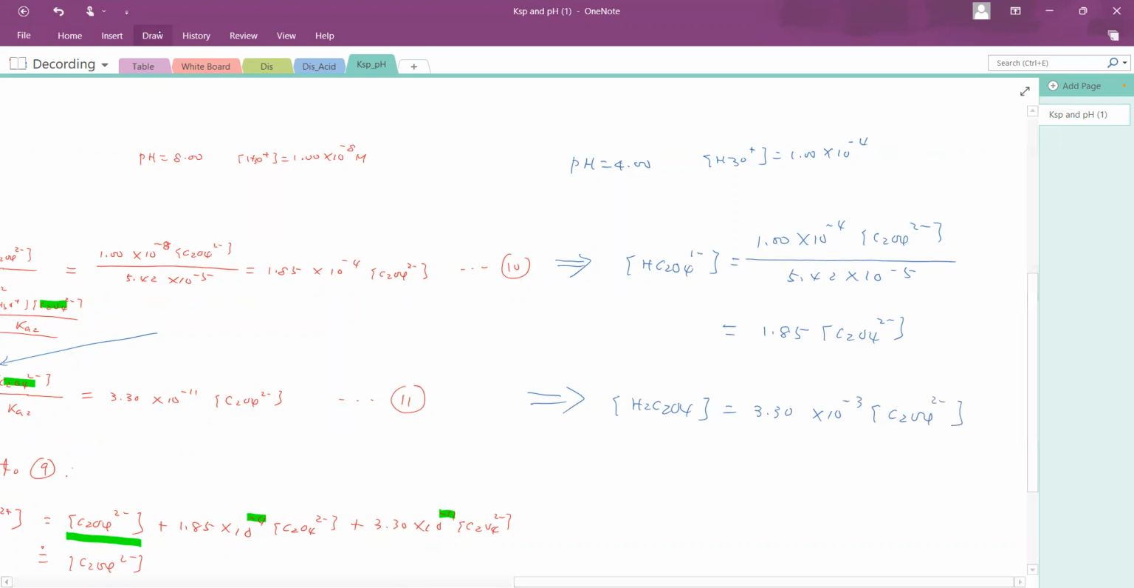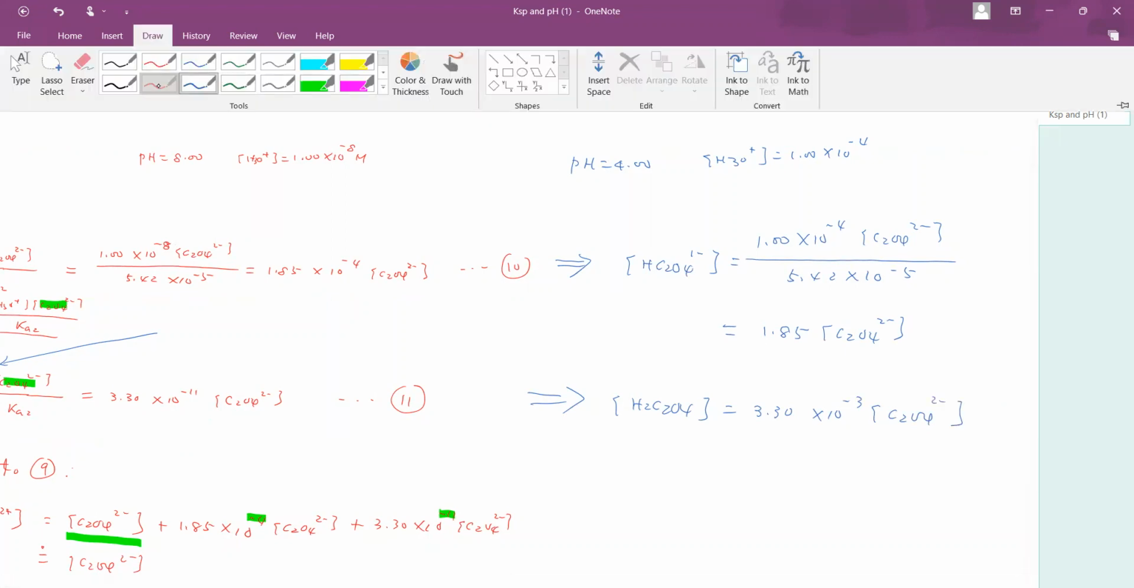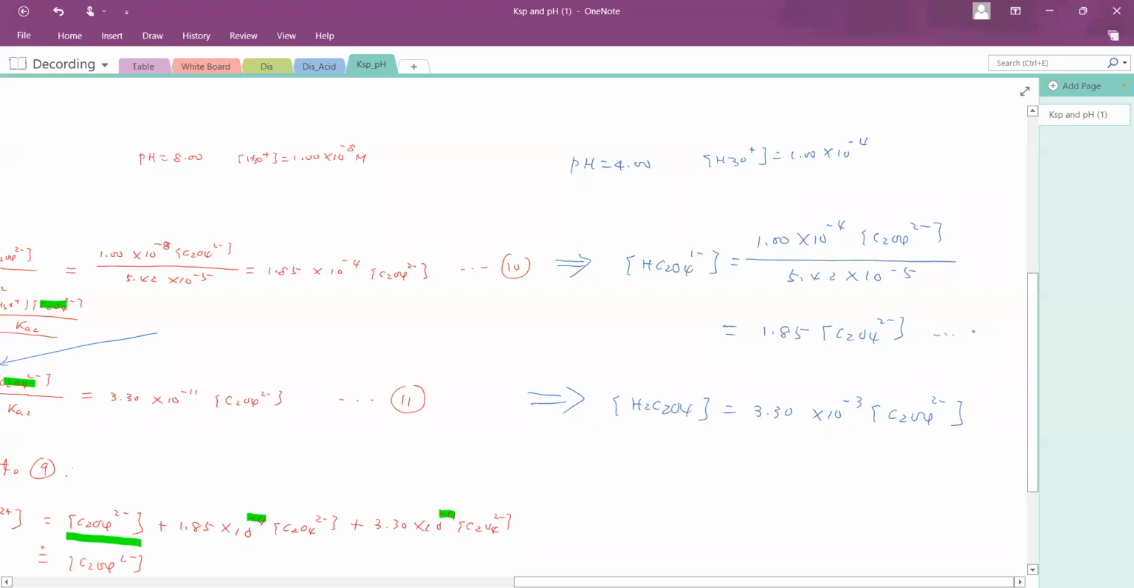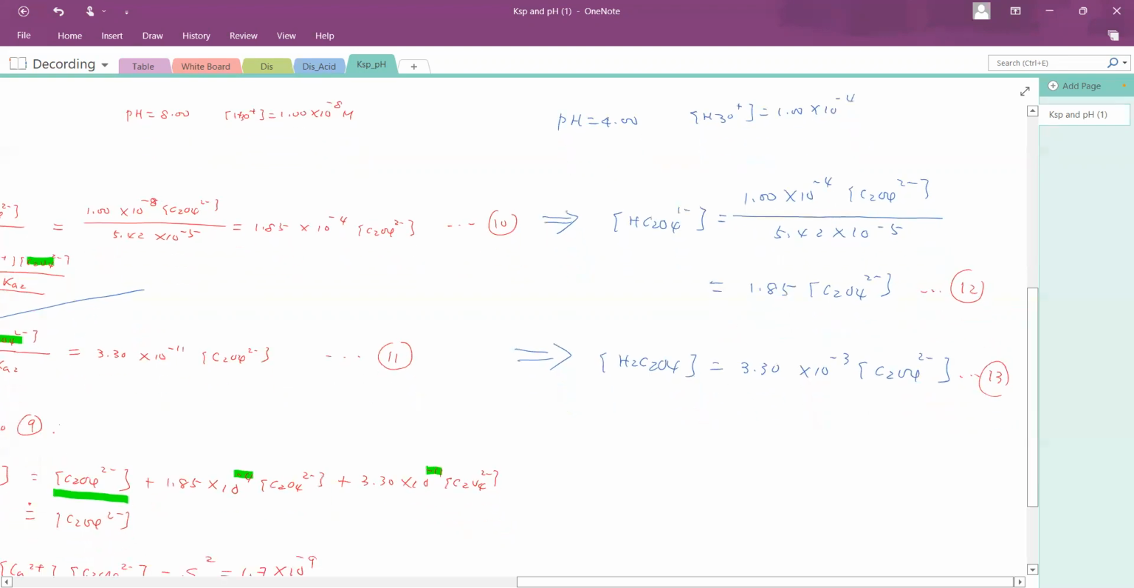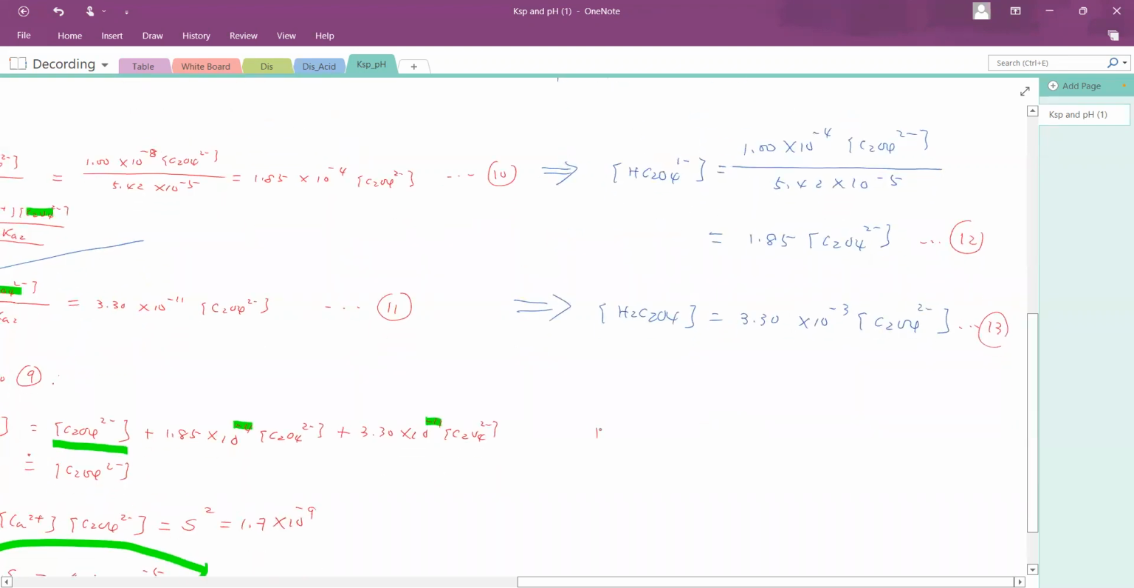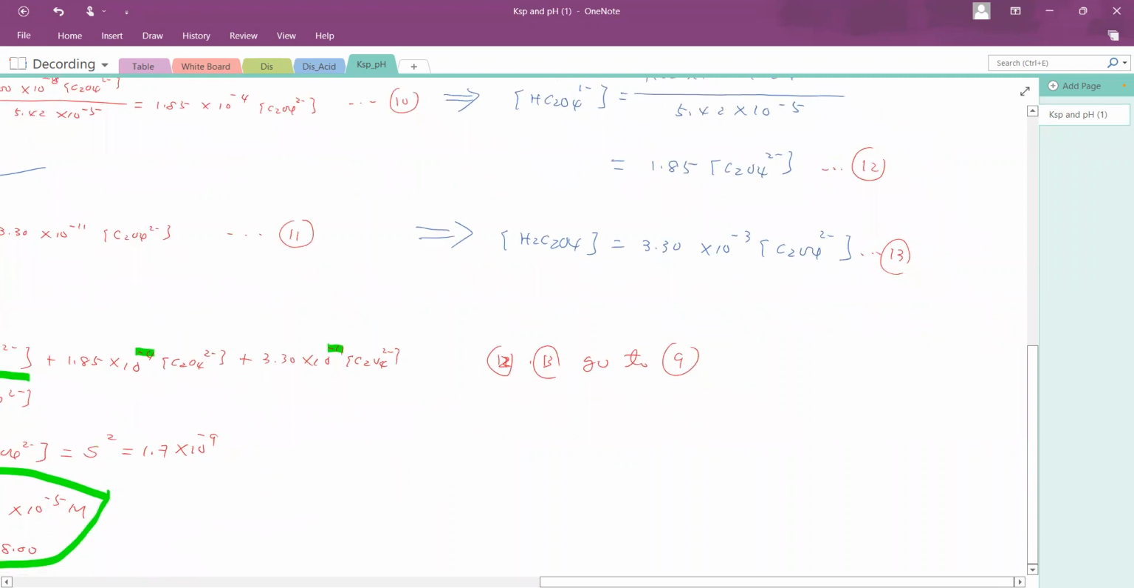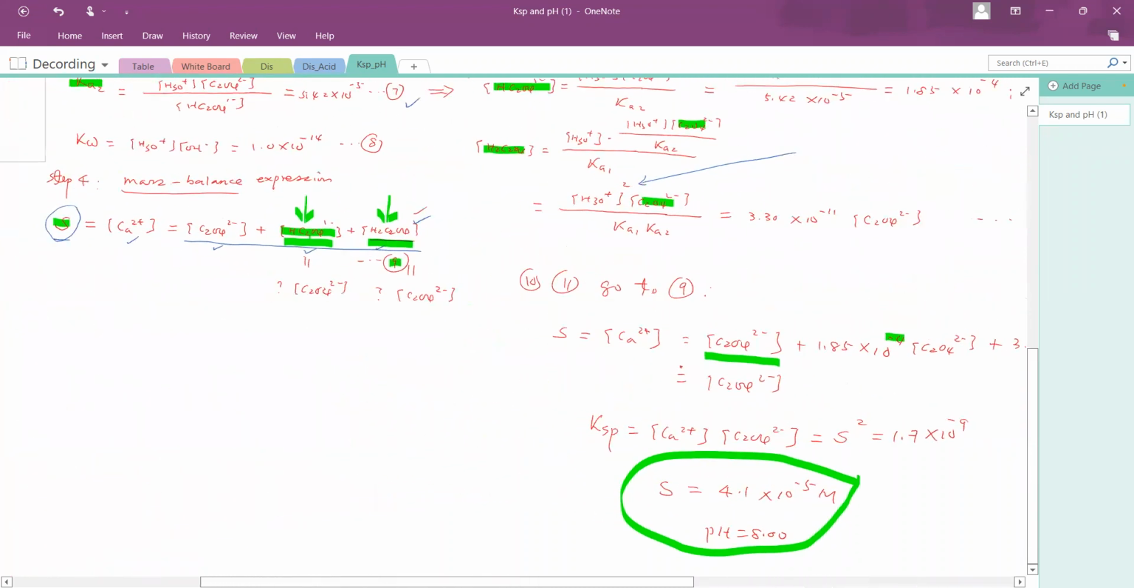Now, here I can say this one, it is equation 12. This one, it is 13. Now, we 11 or 12, 13 go to 9. Where is the 9? Here it's a 9. You see? Here it's a 9.